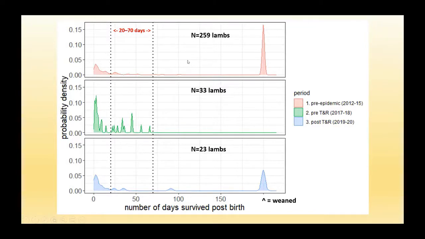Period 3 then is the shedder absent in 2019 and 2020, for the 2019 and 2020 lambing and lamb rearing periods. And the pattern then is again more like the pre-epidemic period. There was the same early peak. Some lambs were weaned, proportionately fewer relative to the early predation period than in the pre-epidemic period, but certainly different than what we saw when we had a shedder in the population.